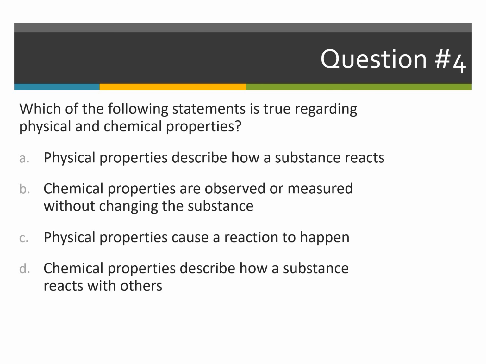D, chemical properties describe how a substance reacts with others. D is correct because, as we said, anytime you see the word reacts, describing how one item behaves with another, it's going to be a chemical property. So letter D is the true statement.